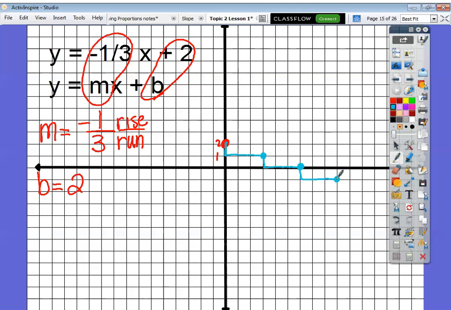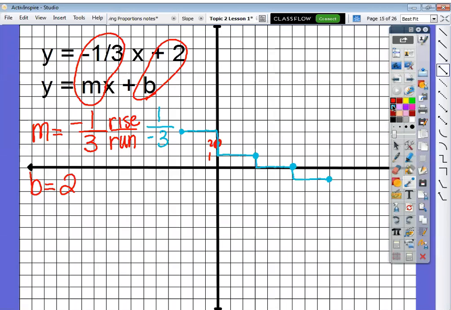Or guess what, you guys? Isn't 1 divided by -3 still a -1/3? Yeah. So really, I could go up 1, left 3, and look at that, the line still lines up with all of the rest of the dots. So here is my line. There's my line that goes with y equals -1/3 x plus 2.